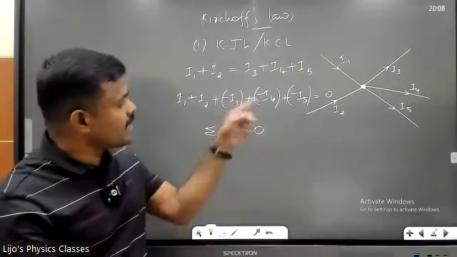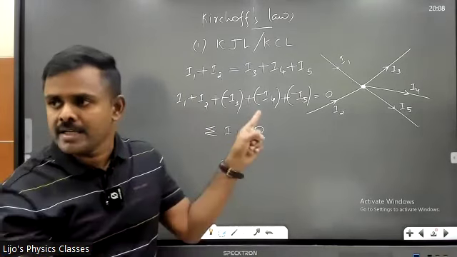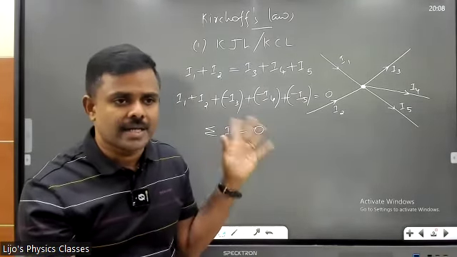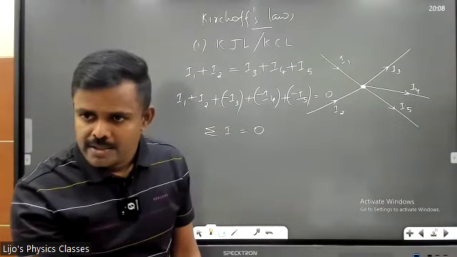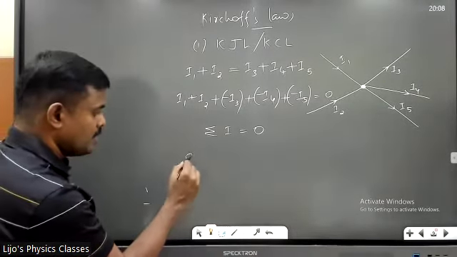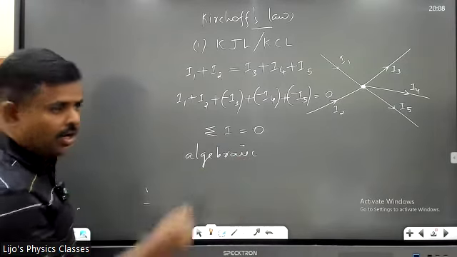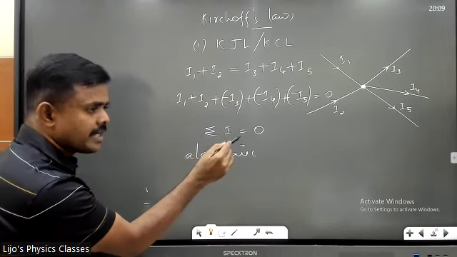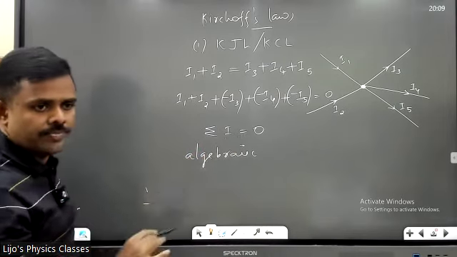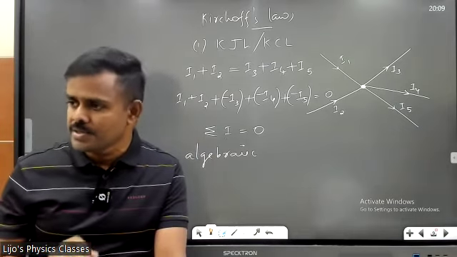Then you may ask why the negative sign. Plus sign means incoming current. Minus sign means outgoing current. That's it. It's like a sign convention. Got it? So the statement is this. This is called algebraic sum of currents reaching a junction is equal to 0. The algebraic sum of currents reaching a junction is equal to 0.